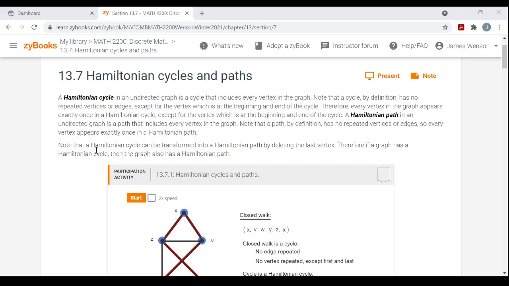Okay, so note that a Hamiltonian cycle can be transformed into a Hamiltonian path by deleting the last vertex. You just make it into an open walk and there you go. Therefore, if a graph has a Hamiltonian cycle, then the graph also has a Hamiltonian path. But not the other way around, as we'll see in a couple examples later. If a graph has a Hamiltonian path, that doesn't mean it's going to have a Hamiltonian cycle.